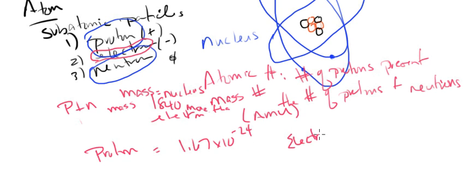Electrons, and then you'll understand why they're not involved, or they're not calculated in the atomic mass or the mass number. Electrons have a mass of 9.11 times 10 to the negative 28. That is incredibly small. We had about 2,000 times smaller than the mass of a proton or a neutron.